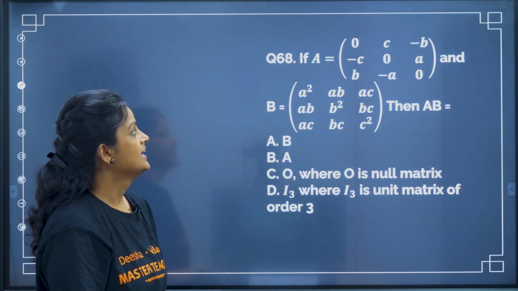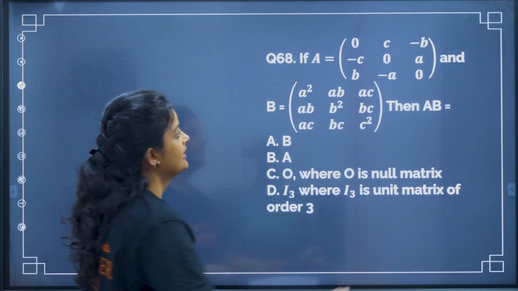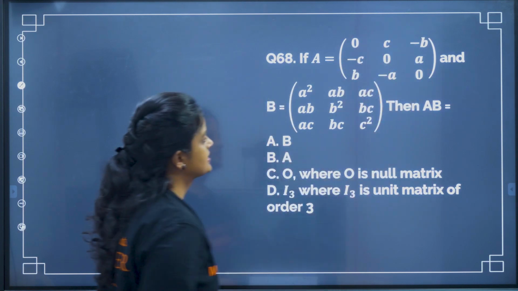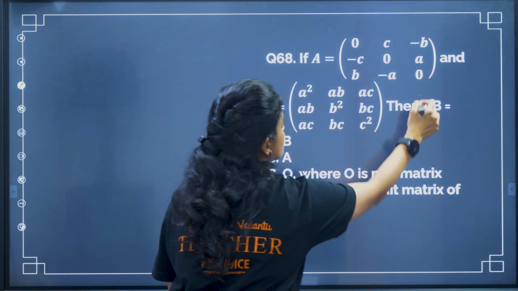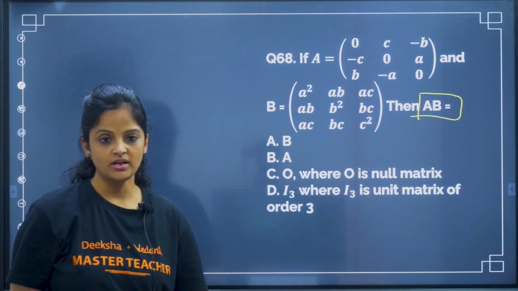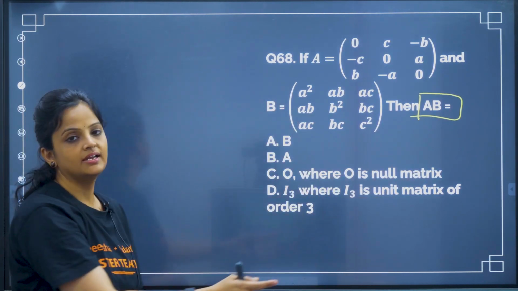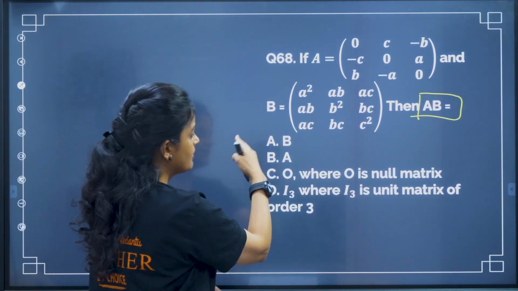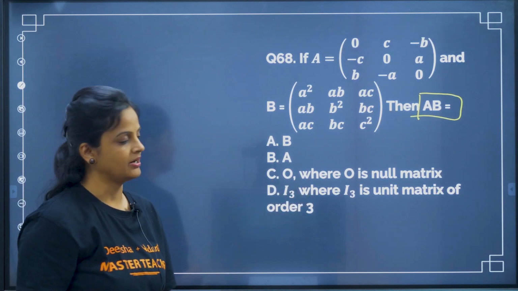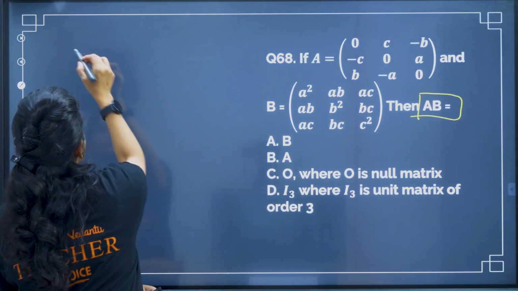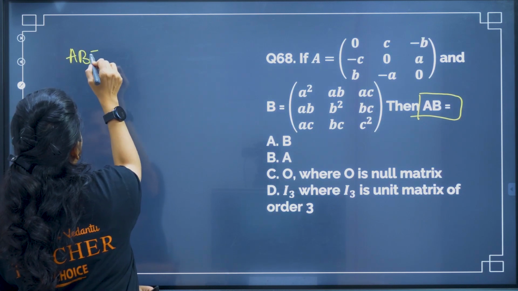Okay. 68th question. A is a matrix given and B is the other matrix that they have given, and they are asking you AB. The elements are not directly given, but they have given that AB will be B, AB will be A, or a null matrix or an identity matrix. Okay, let's see what AB will be.